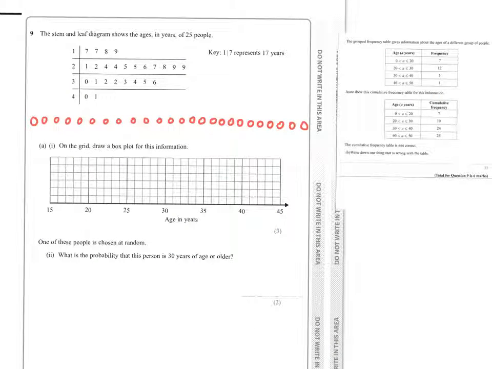Question 9. The stem and leaf diagram shows the ages and years of 25 people. On the grid, we've got to draw a box plot for this information. So if we've got 25 bits of information, by the time we count to the halfway mark, so 1, 2, 3, 4, 5, 6, 7, 8, 9, 10, 11, 12, this will be the 13th.